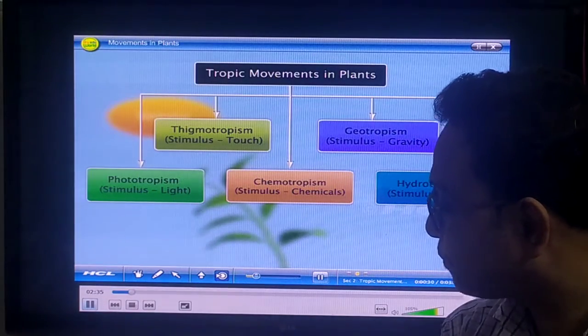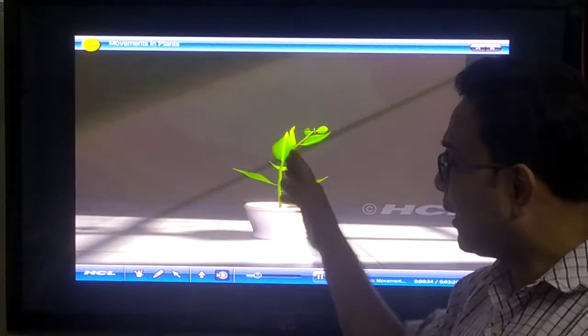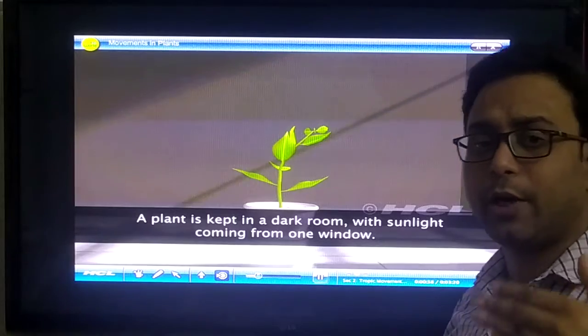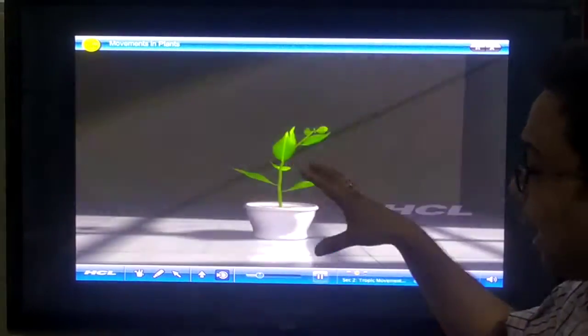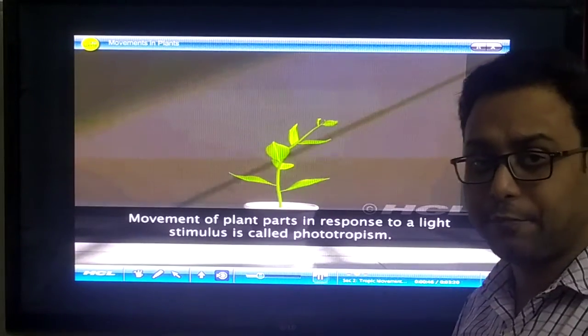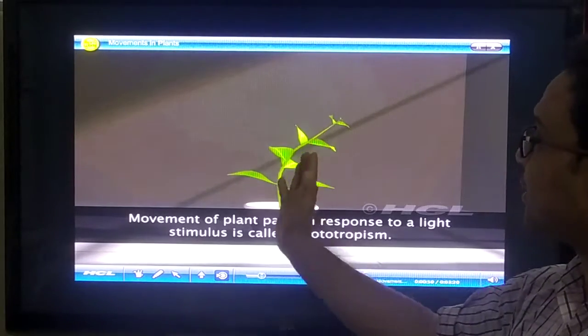Number one, phototropism, next thigmotropism. Like you put a plant on one side of a window, only one window is open. You keep the plant in that particular position, and some days after you observe that the plant parts move towards the sunlight.